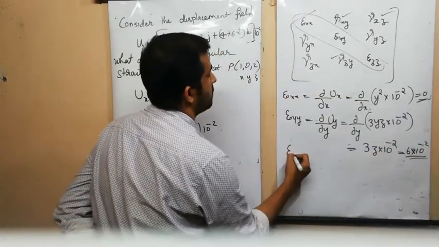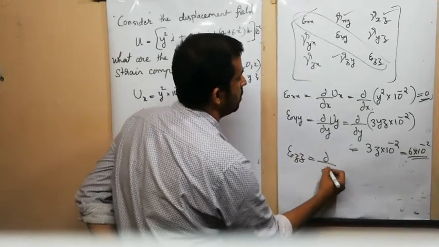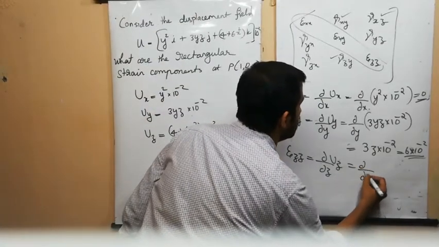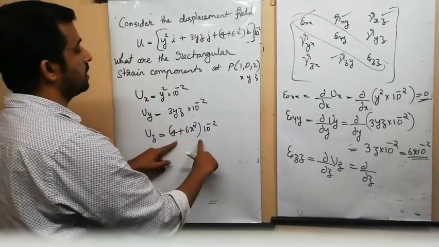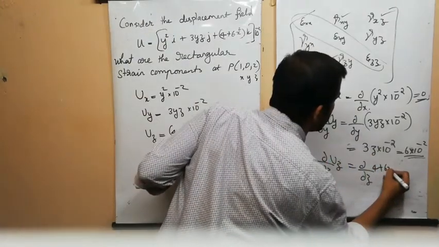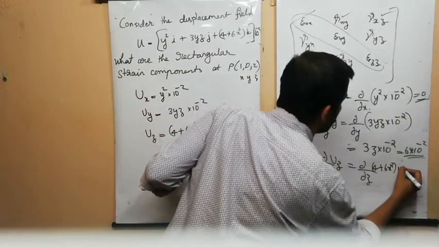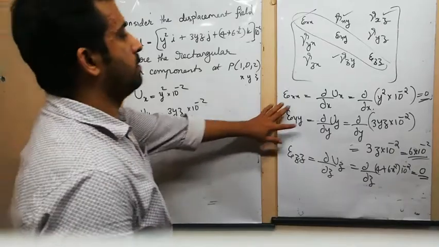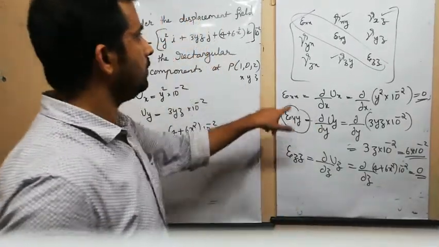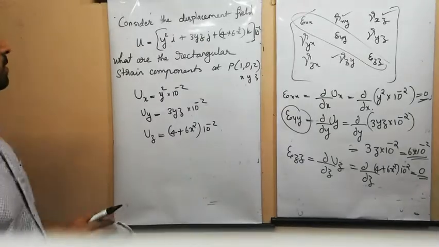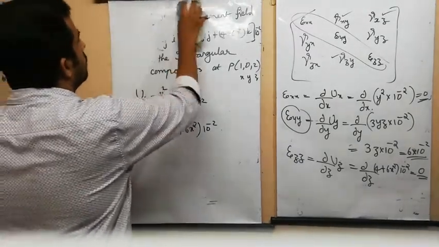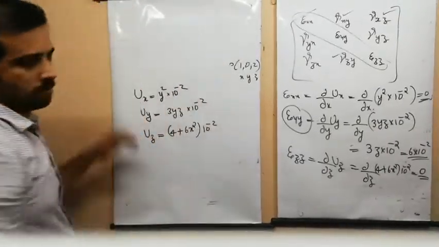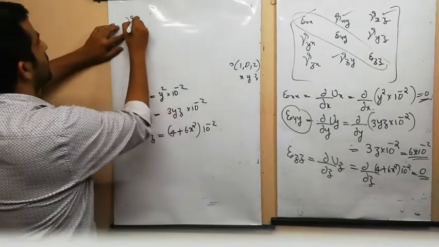Now, epsilon zz is equal to dou by dou z of uz. What is uz? 4 plus 6x square into 10 power minus 2. No z terms is there, so 0. So the epsilon yy is existing there. Now gamma xy, we need to find gamma xy. Gamma xy, it is very easy.